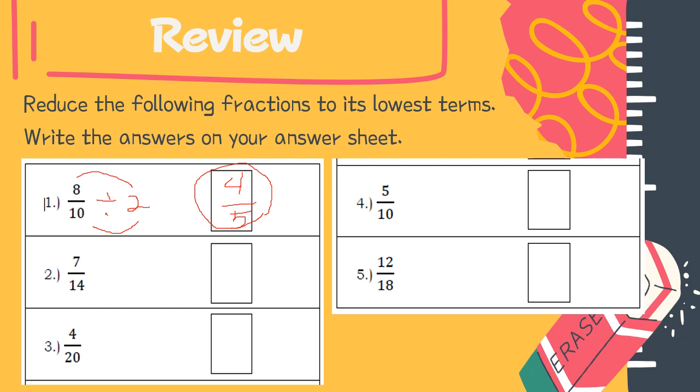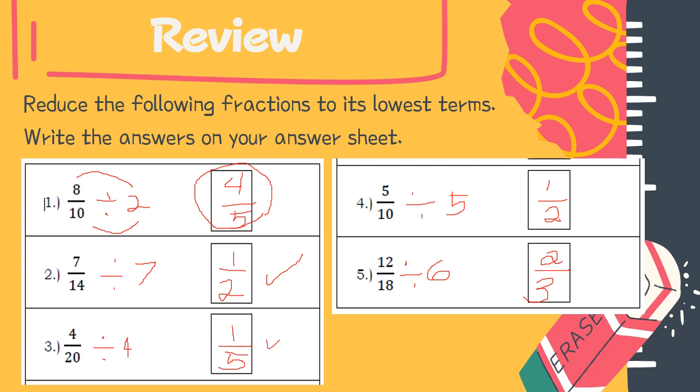Can you do number 2, 3, 4, and 5? You can do it! Now let us check your work. If your answer to number 2 is 1/2, you are correct. Number 3, 1/5. Number 4, 1/2. Number 5, 2/3. I hope you got it all correctly.